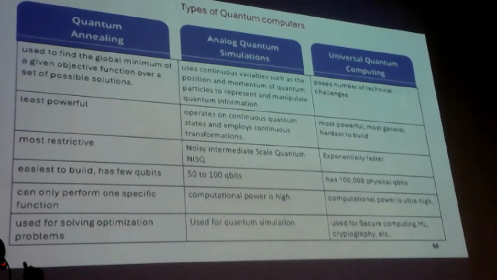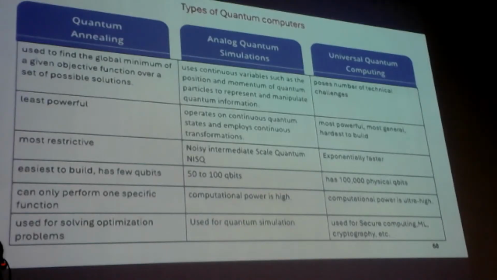Again, that was depending on the technology that was used for the QPU. Okay, but this is based on how it works. So, quantum annealing, analog quantum simulations, and universal quantum computing. I try to put them all just here. So you can see these are the three different types of quantum computers. Again, based on the purpose and how they operate.